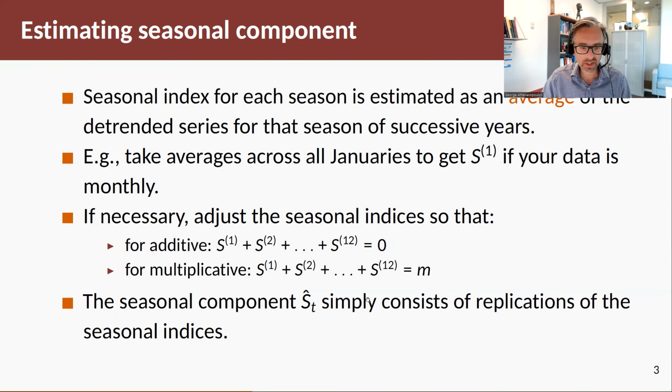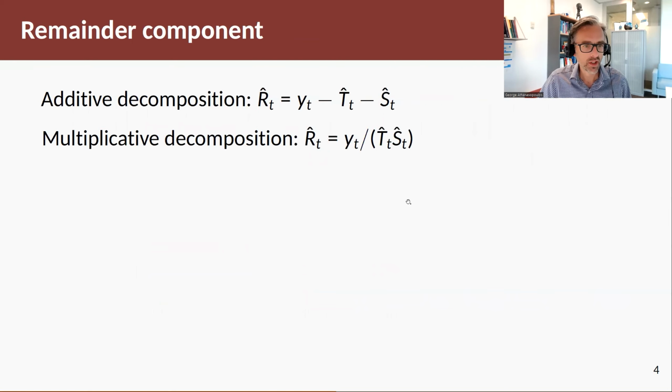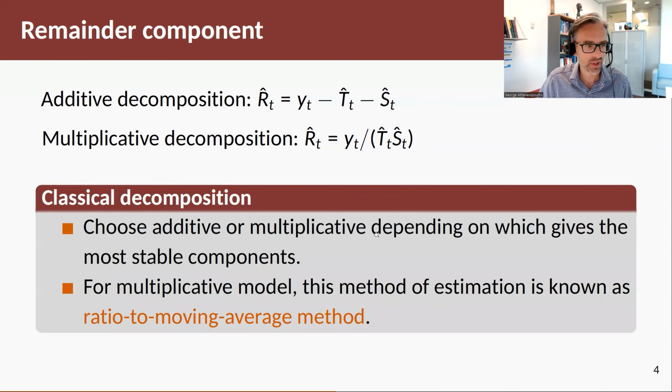Now, the seasonal component S simply consists of the replications of the seasonal indices. So once we have the 12 seasonal indices for monthly data, we repeat them over the whole time series. If we have the four indices for quarterly data, these are the ones that are repeated over the time series for the seasonal component. So once we have the trend cycle and the seasonal component, subtracting these two from the data will leave us the remainder if we have an additive decomposition. Of course, we have to divide through by these two components to get the remainder from a multiplicative decomposition.